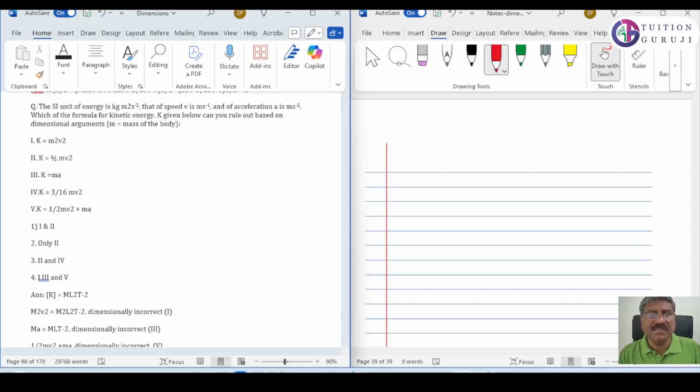The SI unit of energy is kilogram meter square second raised to minus 2. And that of speed is meter second raised to minus 1. And the acceleration is meter second raised to minus 2. Which of the formulas for kinetic energy K given below can you rule out based on dimensional arguments?